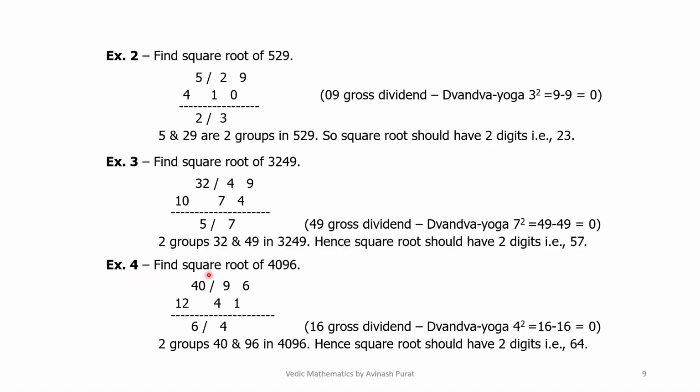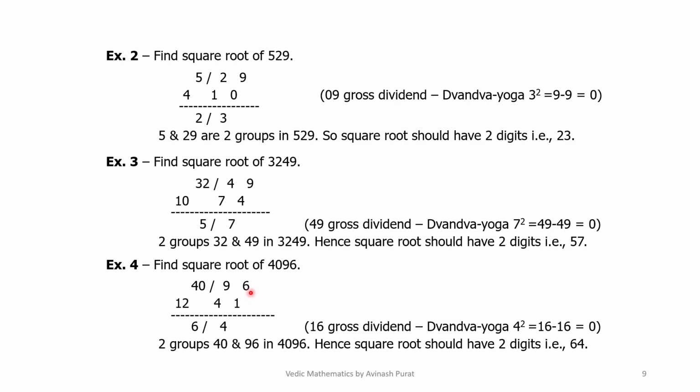Example 4th, find the square root of 4096. 96 is the first group, 40 is the second group. The maximum square below 40 is 36, 6 square. 6 into 2 is 12, that is the divisor. 40 minus 36 is 4. 4 balance is taken as the remainder. Then 49 is the first dividend. There is no deduction. 49 divided by 12, 4 is the quotient and 1 is the remainder.